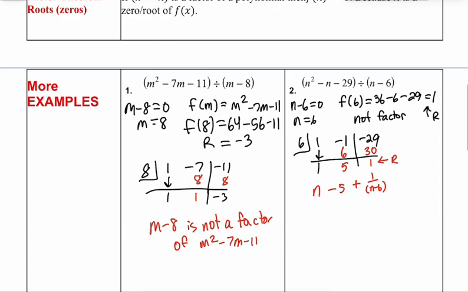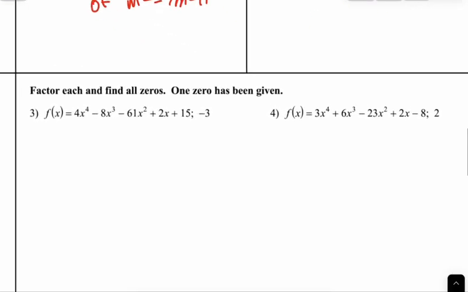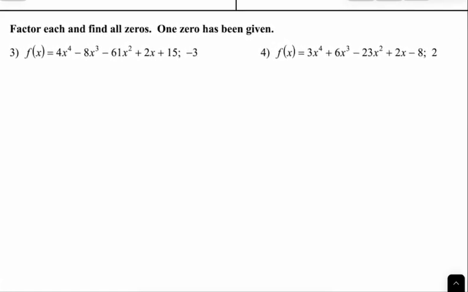Okay? Now, given that, that leads us to a very important concept, these two problems we see here. Factor each and find all the zeros. One 0 has been given. If negative 3 is a 0, I know that x minus a negative 3 will be the factor that's involved. It's always the opposite sign. This factor divides evenly into that. So it is a divisor of that. It goes into it evenly.